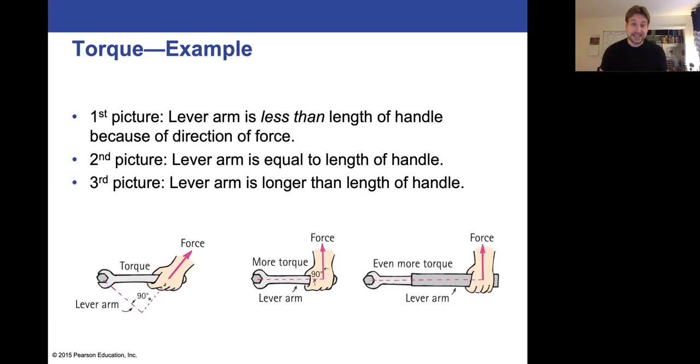The lever arm is less than the length of the handle of the wrench in the first picture because the force is at a weird direction. Not perpendicular. In the second picture, we changed the direction of the force. We haven't changed its magnitude. We're still pulling on the wrench with the same force, but because we're optimizing the relationship between the lever and the force that we're using to create rotation, we're going to maximize our torque. Unless we've got an extension bar for the wrench and we can make the lever arm even longer. Same amount of force is going to, because the lever arm is longer, produce an even greater amount of torque.